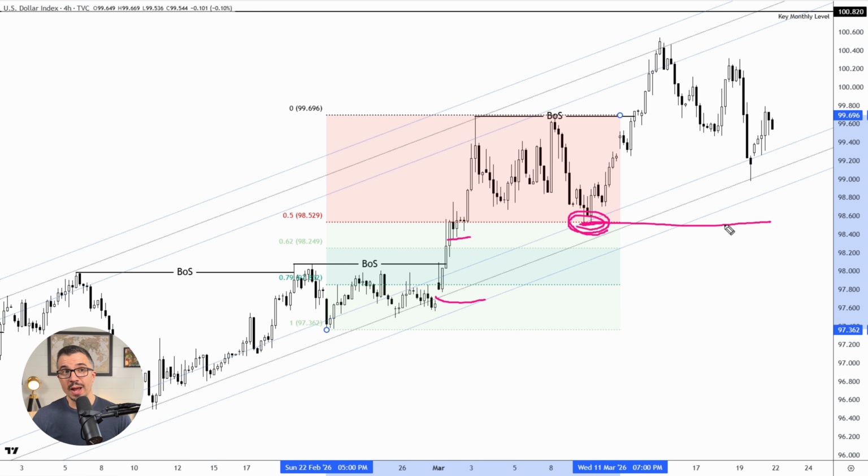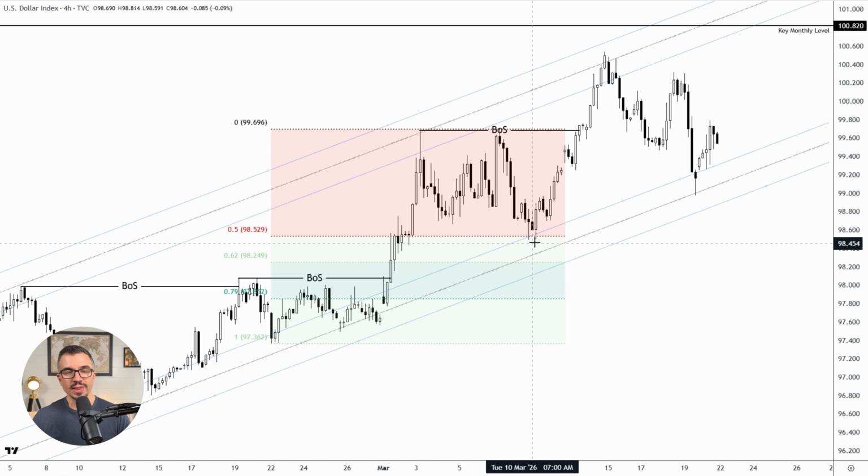is a little bit premature in my opinion, because again, we do have this unmitigated imbalance back here. And this low right here was relatively shallow for this move that we got, this price leg. So it's always a little bit dangerous trying to call a top off of a low like this right here, okay? So that's what I'm going to say about that.